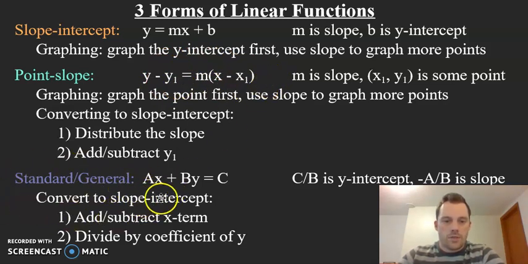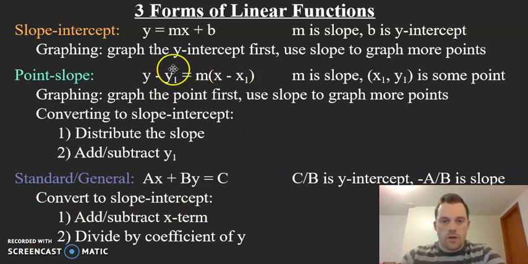Standard or general form is ax plus by equals c. Remember that x and y have to be on the same side. The x term should be positive, and the constant, so any number that doesn't have a variable, is on the other side of the equation. So this is how you can get the slope or y-intercept from this form, and how you get these might be just easier to actually do these steps and convert it to slope-intercept.